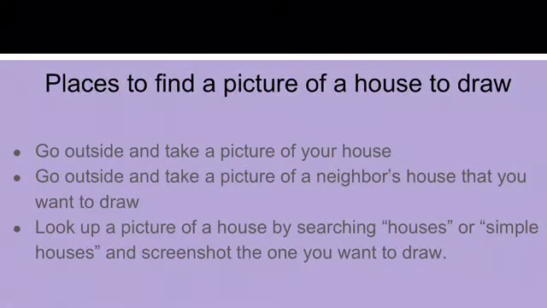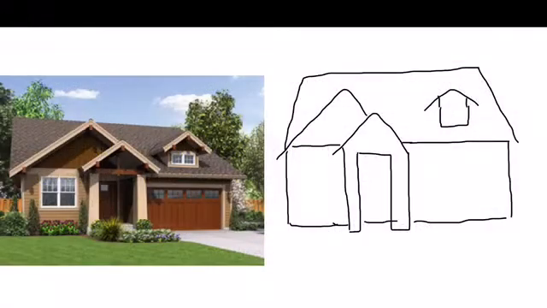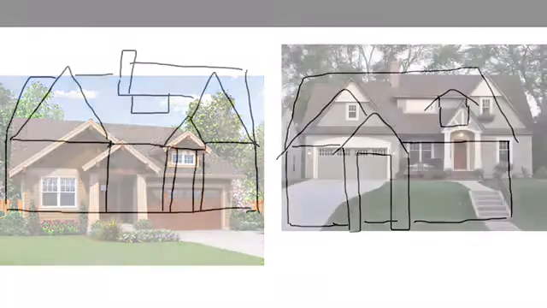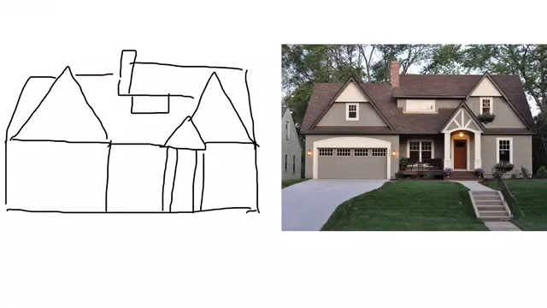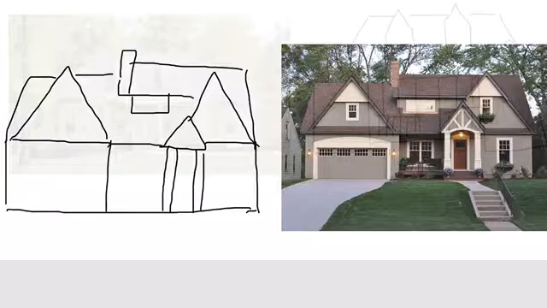So some places that you can find a picture of a house to draw would be by going outside and taking a picture of your own house or your neighbor's house with your parents' permission, or have your parents help you search houses or simple houses on Google and screenshot the one that you'd like to draw. Here are some examples of real life houses, and you can pause your video if you want and see how I kind of broke them down piece by piece and drew them with simple shapes first, and then you can go back and start adding the windows and the doors and different details to your house.